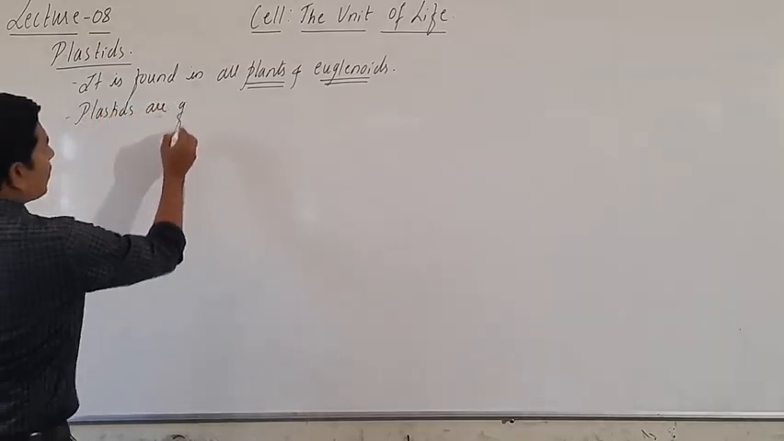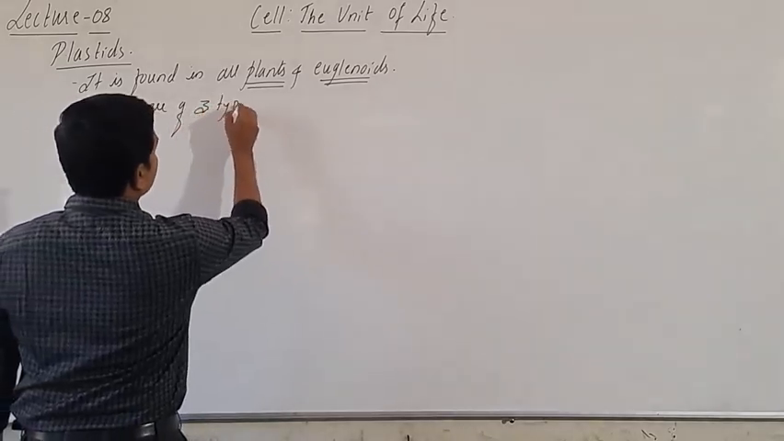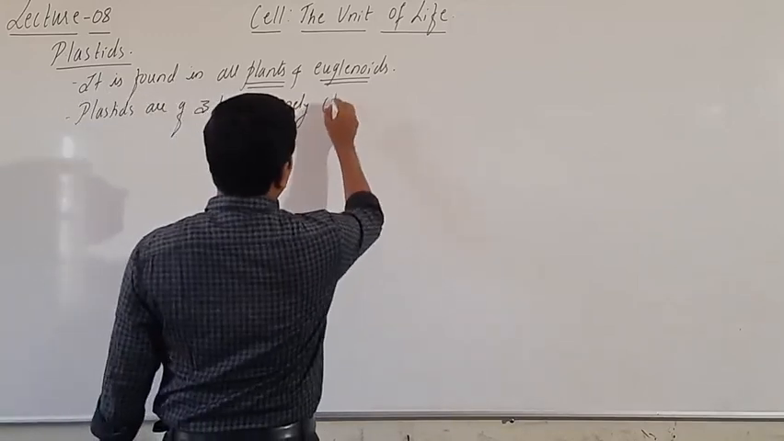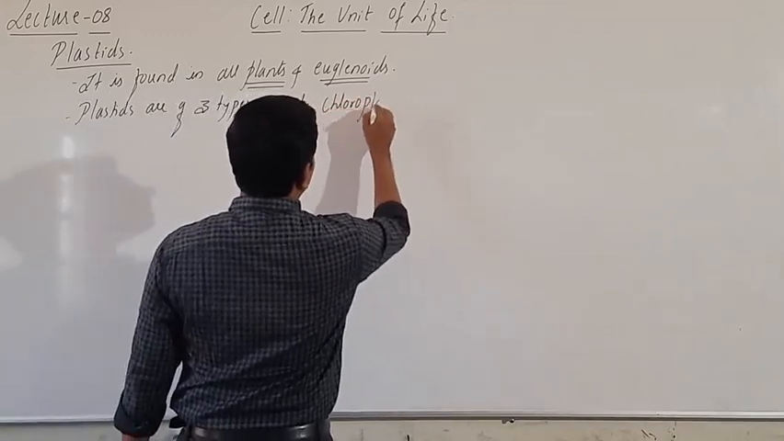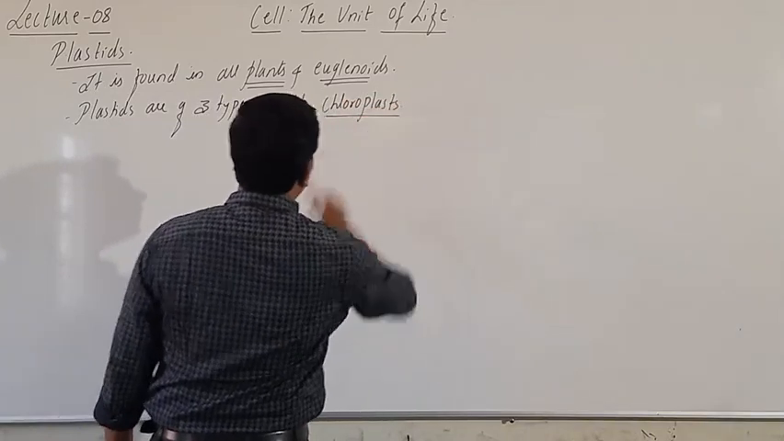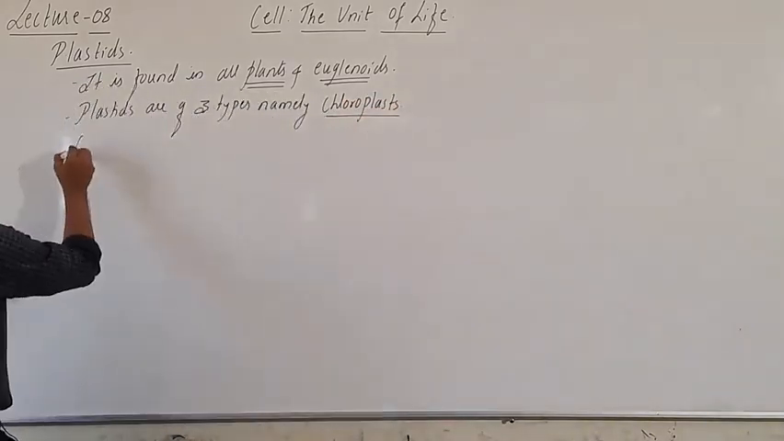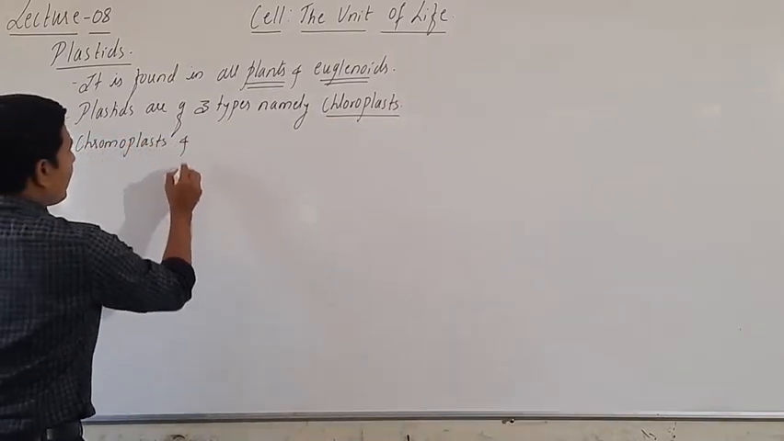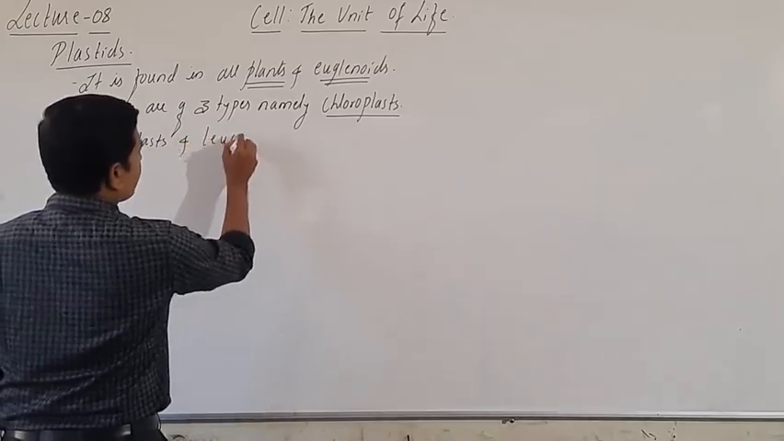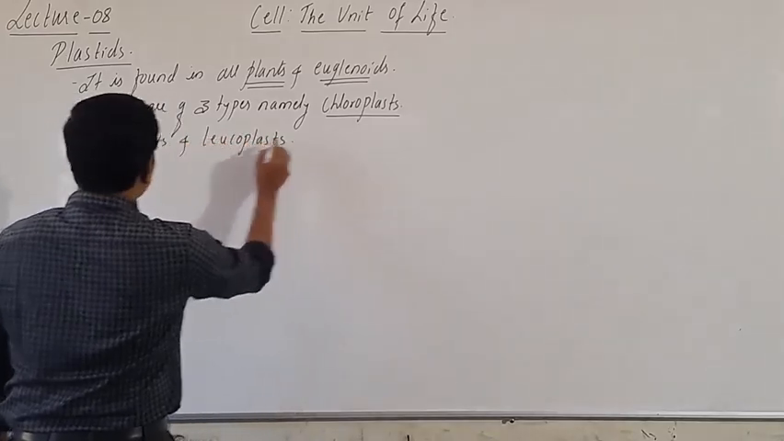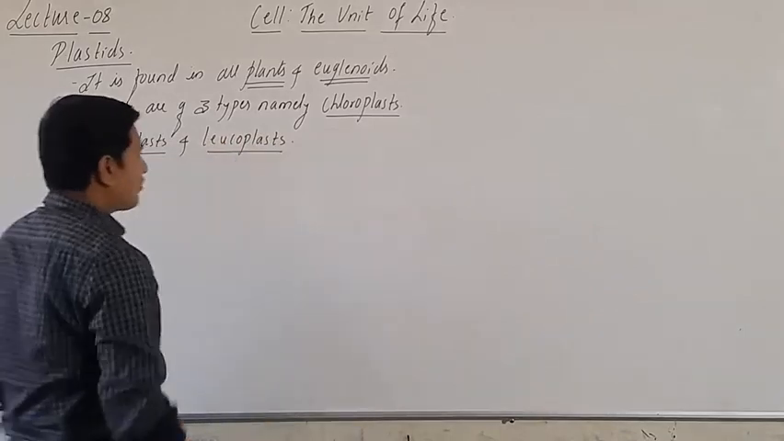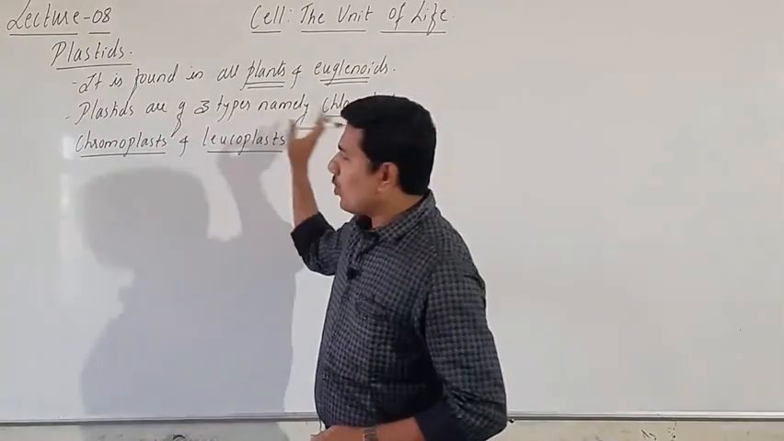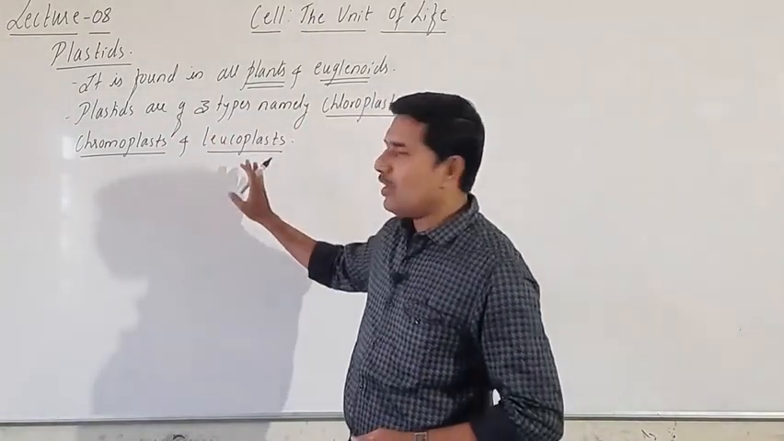Plastids are of three types, namely chloroplast, chromoplast, and leukoplasts. So these are the three different types of plastids. Plastids are divided into three types: chloroplast, chromoplast, leukoplast.